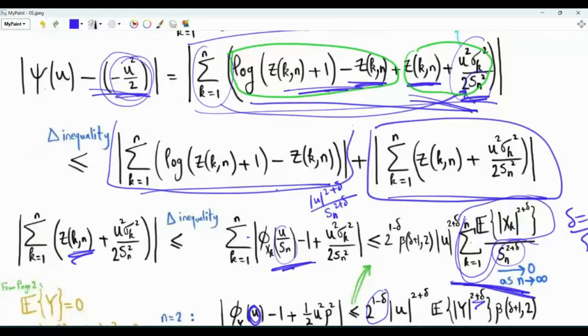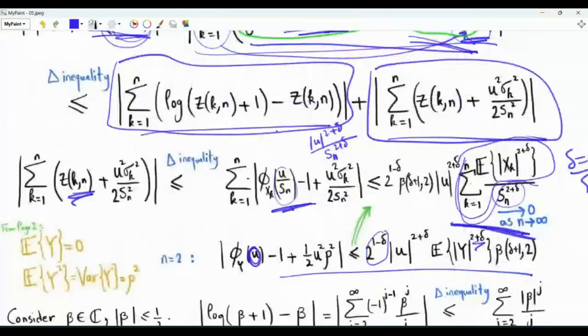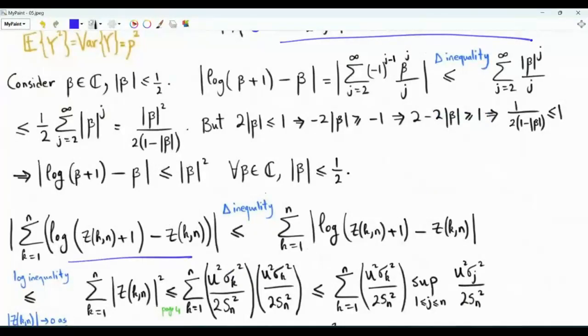We also need to upper bound this magnitude here and show that the upper bound approaches 0 as n tends to infinity. So we use the triangle inequality. The magnitude of the sum is less than or equal to the sum of magnitudes. And then we have an inequality that looks like this. We have the magnitude of the difference log something plus 1 minus the same thing. Magnitude log beta plus 1 minus beta. Do we have an upper bound on this magnitude? And the answer is yes.